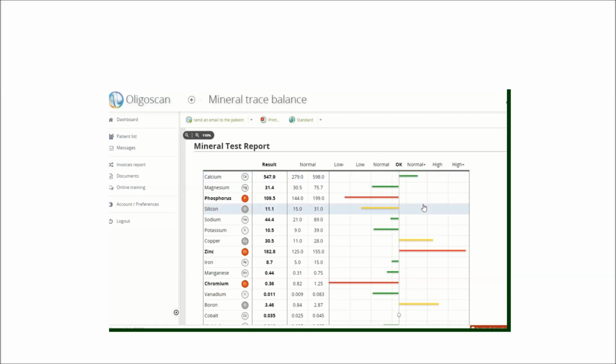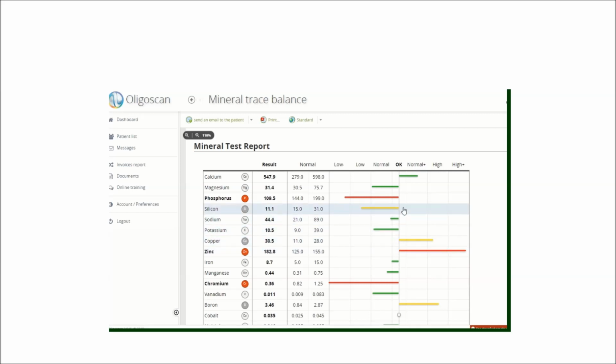So first of all, we have a look at the minerals. This includes 20 important minerals, and here we can see the quantities of the minerals in the cells of the skin of the hand. Everything in green is a normal result. Everything in yellow is abnormal and red is very abnormal. So if we have a look at this particular person's result, we see that phosphorus is very low, silicon is very low, copper and zinc are very high.